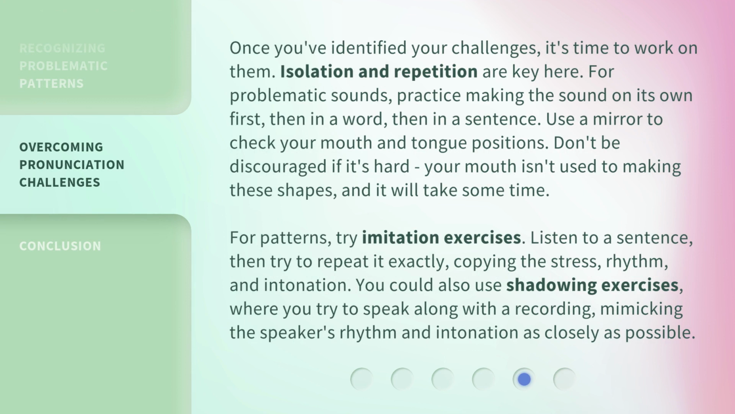Once you've identified your challenges, it's time to work on them. Isolation and repetition are key here. For problematic sounds, practice making the sound on its own first, then in a word, then in a sentence. Use a mirror to check your mouth and tongue positions. Don't be discouraged if it's hard. Your mouth isn't used to making these shapes, and it will take some time.